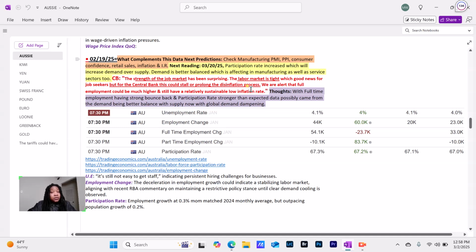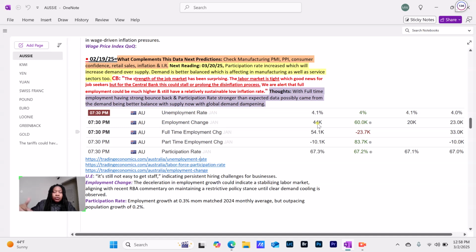This could stall or prolong the disinflation process. That's going against what they have in mind for the economy. We are alert that full employment could be much higher and still have relatively sustainable low inflation. So keep that in mind. Like it's kind of dynamic there, to be honest, right? And how we would know that it could still keep low inflation rate is that if we watch the inflation reading come out, right? The unemployment did uptick, but that's fine.